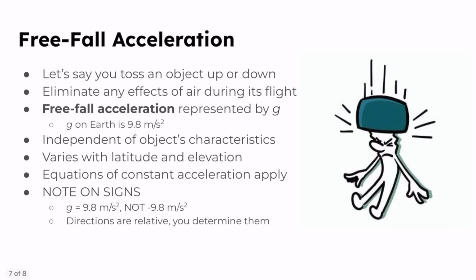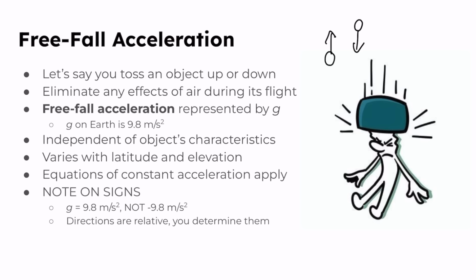Now we're going to talk about a special type of acceleration, which we call the freefall acceleration. So let's say you toss an object up or you toss an object down. It doesn't matter which way. And let's say we eliminate any effects of air during its flight, meaning we're not going to think about variables like air resistance or drag during its flight. On Earth, there is something called the freefall acceleration, which we represent as 9.8 meters per second squared.